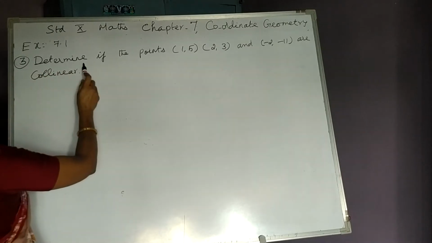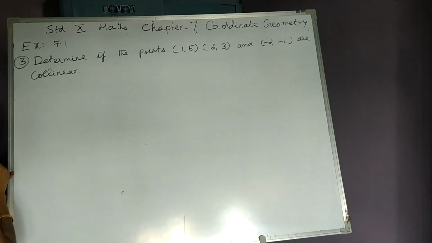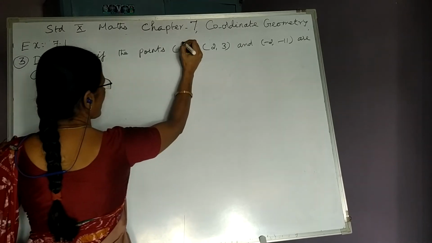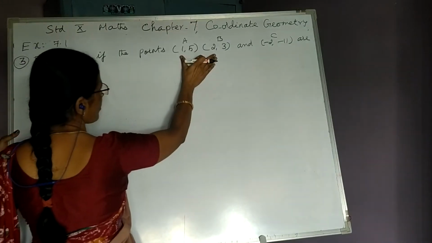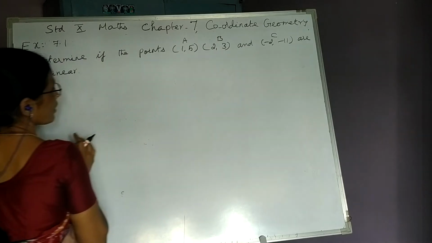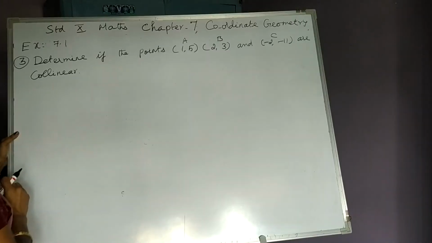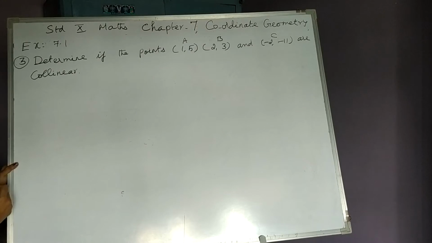Third question is, determine if the points (1, 5), (2, 3) and (-2, -11) are collinear or not. We studied conditions about collinear. Out of the 3, we have to find out distance of AB. I take this as A, this as B and this as C. Using distance formula, we should calculate distance AB, distance BC and distance AC. Suppose out of the 3, the greatest equals the sum of the remaining 2, we can conclude the points are collinear. So first let us find out the distance between A and B.